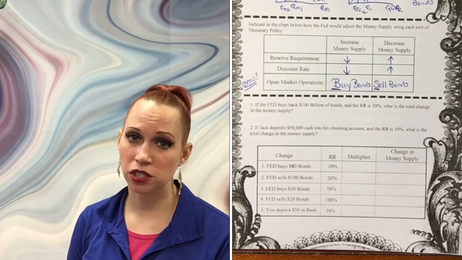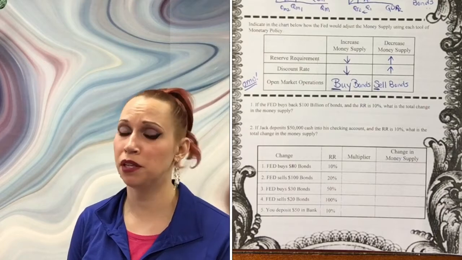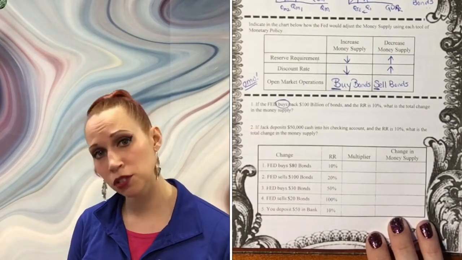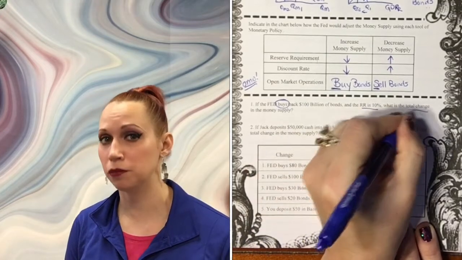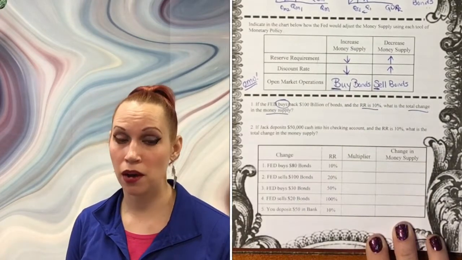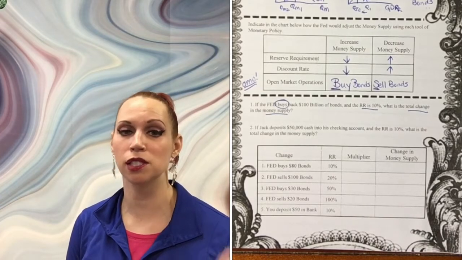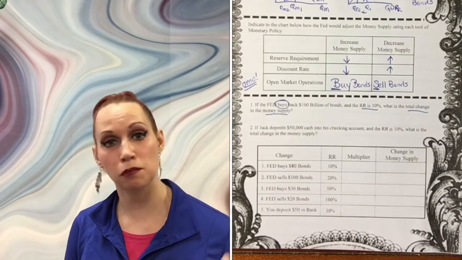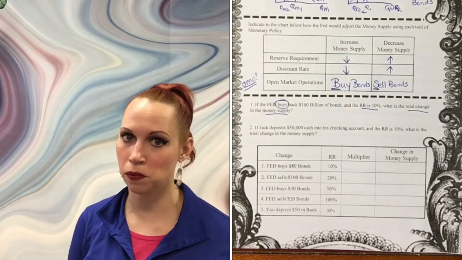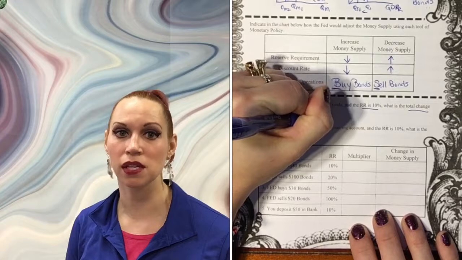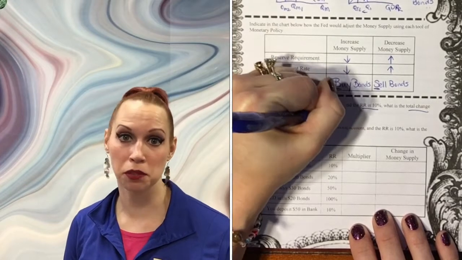So in this first question, it says, if the Fed buys back $100 billion worth of bonds and the reserve requirement is 10%, then what's going to be the total change in the money supply resulting from this? And we don't have to worry about waiting or skipping around or anything like that. The Fed is buying these bonds and is putting money directly into the M1 money supply, directly into the hands of people. We're going to take this total amount that they're buying back, the $100 billion worth of bonds. We're going to multiply that full amount by the multiplier.